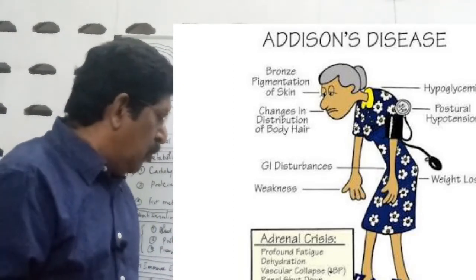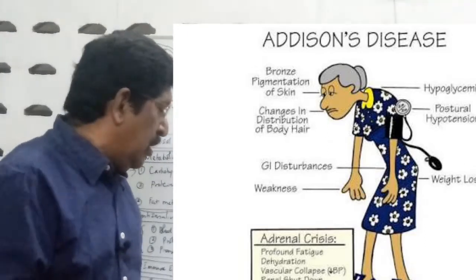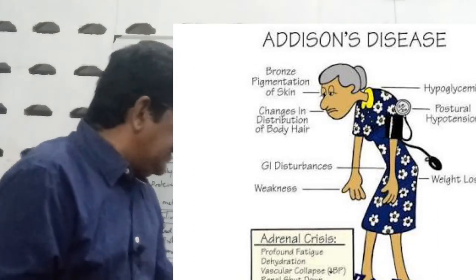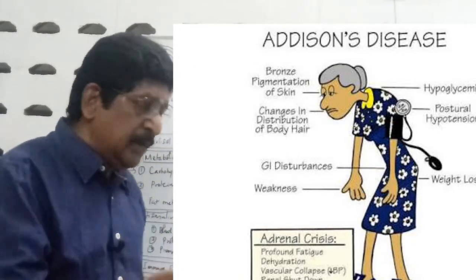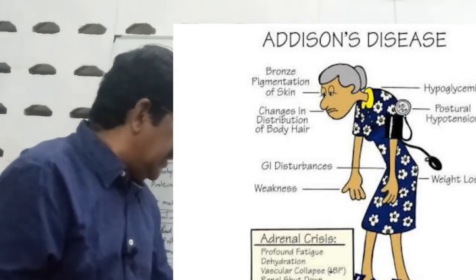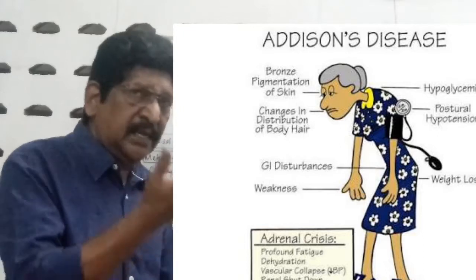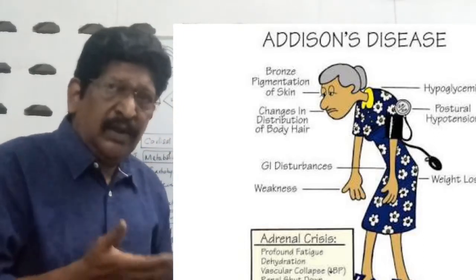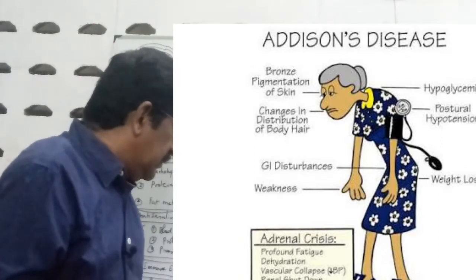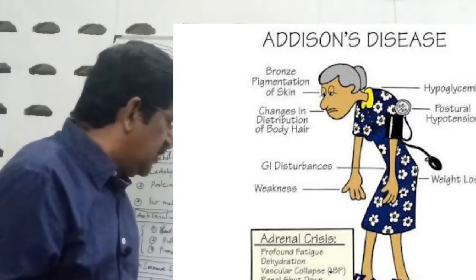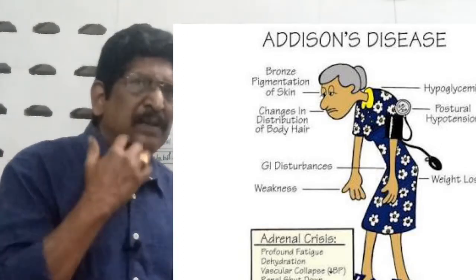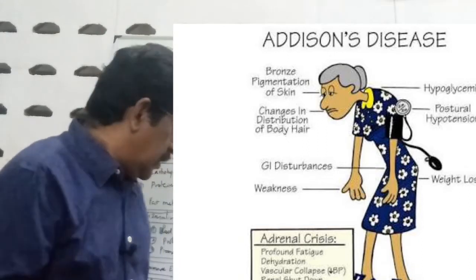If both the aldosterone and cortisol are less in secretion, then the ACTH, adrenocorticotrophic hormone, will be more. That is a negative feedback mechanism. By the secretion of ACTH, MSH, melanocyte stimulating hormone, will also be raised. This leads to the pigment problem, the bronze pigmentation. So that's why Addison's disease people have bronze pigmentation on the body.